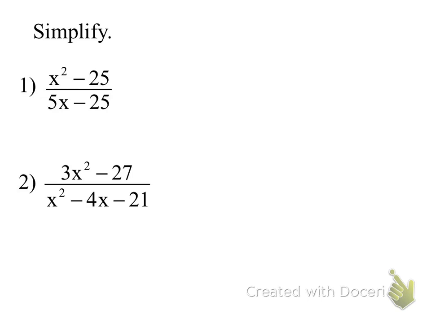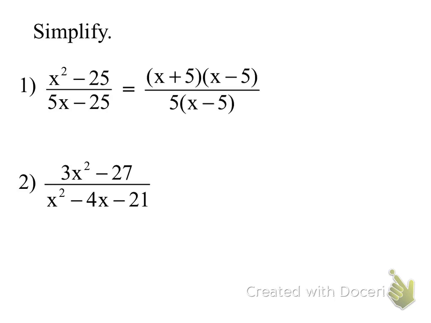So now let's break down. I want you to factor the numerator, factor the denominator, and then cross cancel. Do the same thing with number 2. Don't forget your GCFs. Pause the recording and simplify 1 and 2. What does the numerator factor out to, Melanie? X plus 5 over 5. No, the numerator factors out to x plus 5, x minus 5. Denominator, quickly. 5 times the quantity of x minus 5. Good.